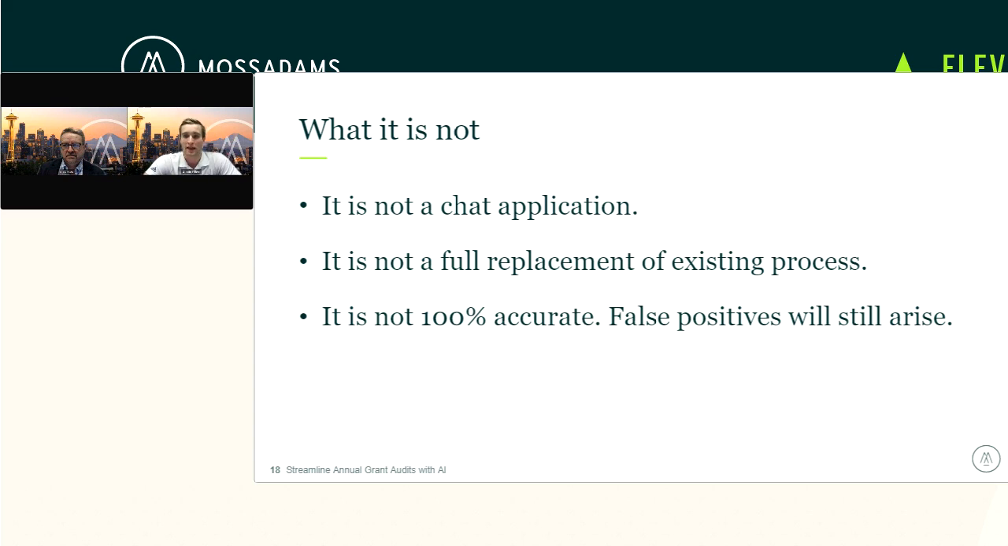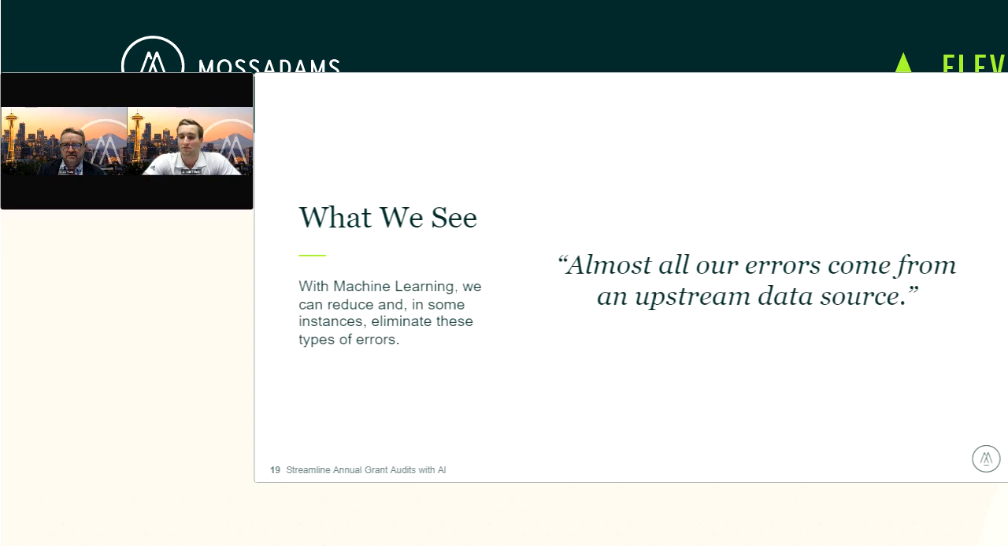So it's really just about managing those expectations and then being able to identify and course correct when those do occur. As we've heard from several different clients that we've talked to, and as was reflected in some of the polling that we did a little bit earlier, a lot of the errors that the stock team sees come from an upstream data source.